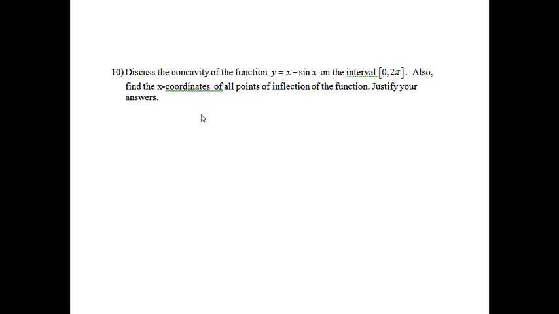Number 10, discuss the concavity of the function y equals x minus sine x on the interval 0 to 2 pi. Also, find the x coordinates of all points of inflection of the function. Justify your answer. Right? If we're talking about concavity and points of inflection, I know I need to get y double prime. So first the first derivative would be 1 minus cosine x. The second derivative is going to equal positive sine x.